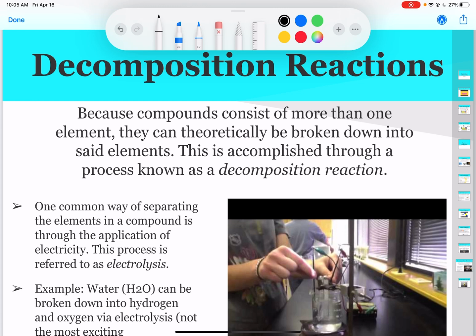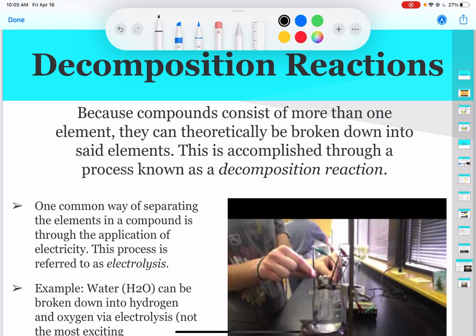So what this is saying here is that certain compounds we can break down through a chemical reaction. So if we have a compound, and I'm going to do H2O because that's the one they're talking about, if we add electricity to water, we can break apart the H's and the O's. So we would have H2 and O2, or hydrogen and oxygen. Okay, so that's all this is saying here, is that we can break these compounds into their parts.